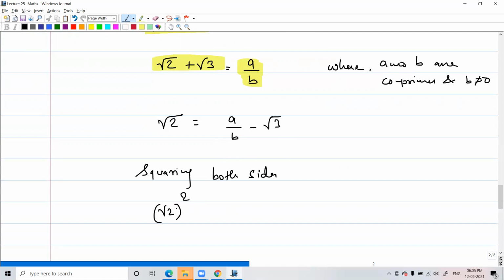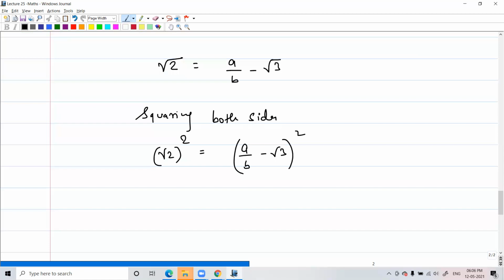So LHS becomes root 2 square, and RHS will become a by b minus root 3 whole square. Everyone okay up to this step? Yes. Okay, now this becomes your a minus b whole square identity. Is it right or not? Yes, sir. Since a and b are already used in the question, I'm going to use the analogy of the x minus y identity. Okay, x minus y whole square.